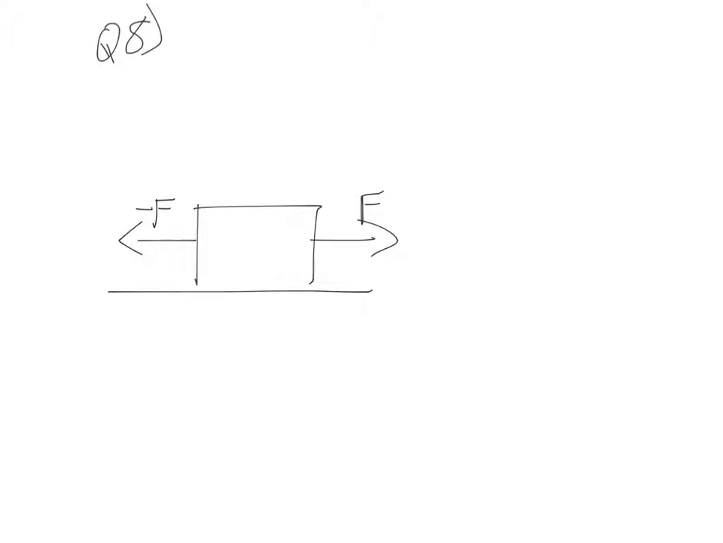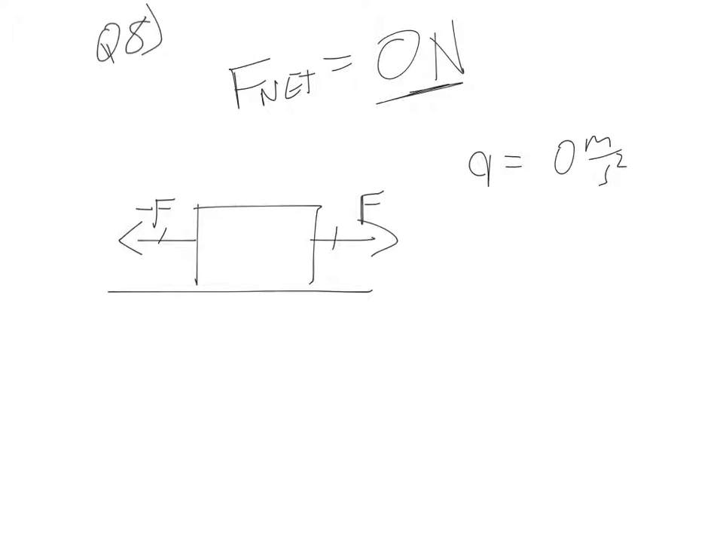The net force acting on this block is equal to 0 newtons, because this force and that force are the same, but in opposite directions and acting on the same block, so they add to 0. F plus negative F equals 0 newtons. Since the net force is 0 newtons, the acceleration is equal to 0 meters per second squared. F net equals m times a. If F net is 0, acceleration is 0.